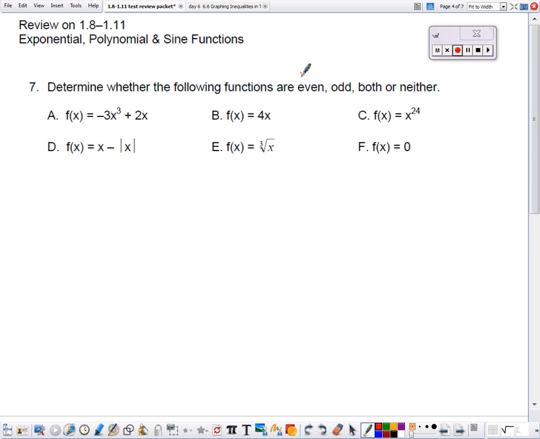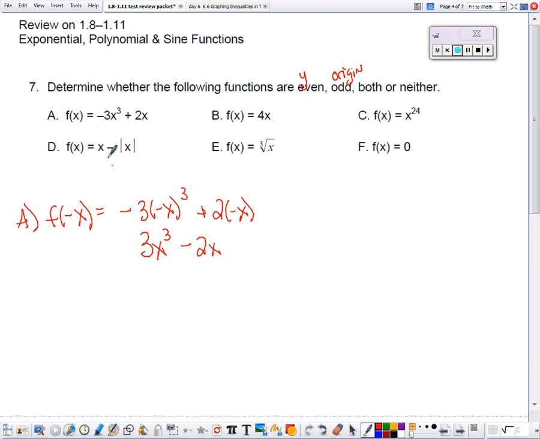Okay, even is y-axis symmetry, odd is origin. The way we can figure that out is if we plug in negative x, do we get the original or the opposite of our original? Negative x to the third is negative, times this negative, so we get 3x to the third here, minus 2x. That is exactly the opposite, so A is odd.